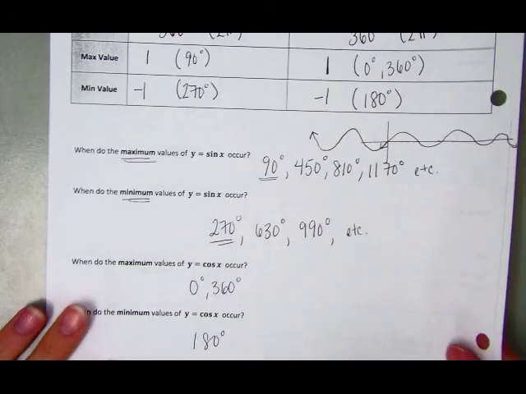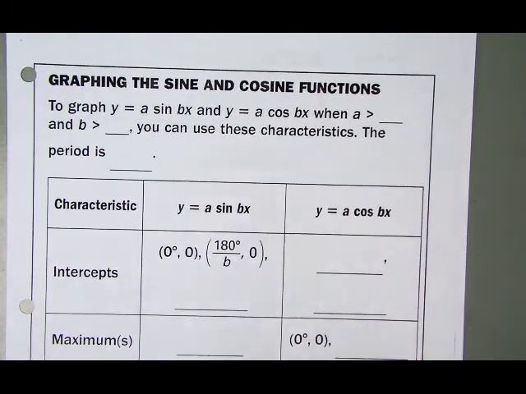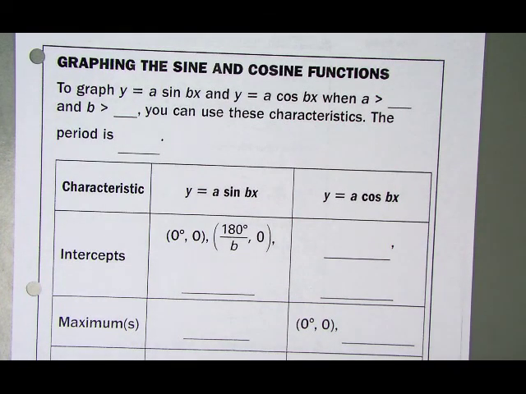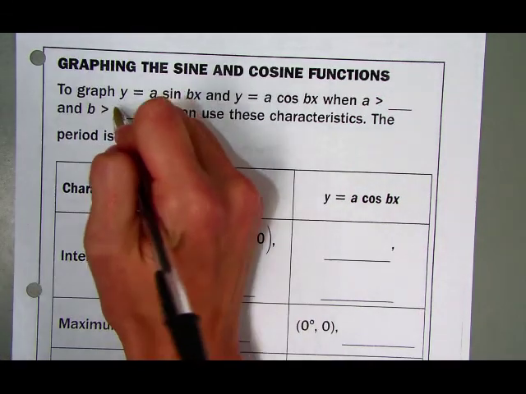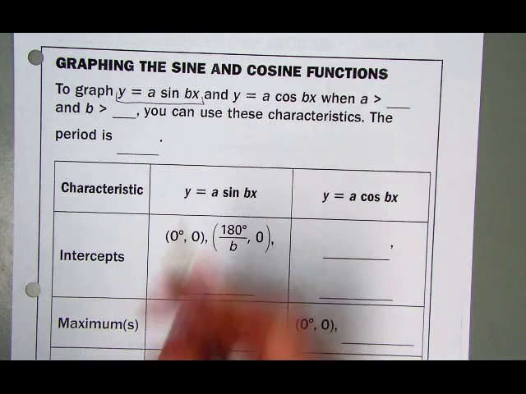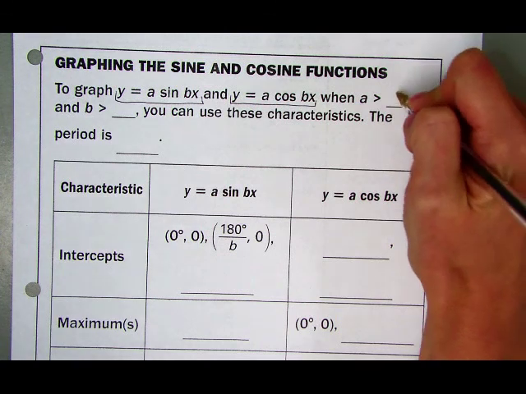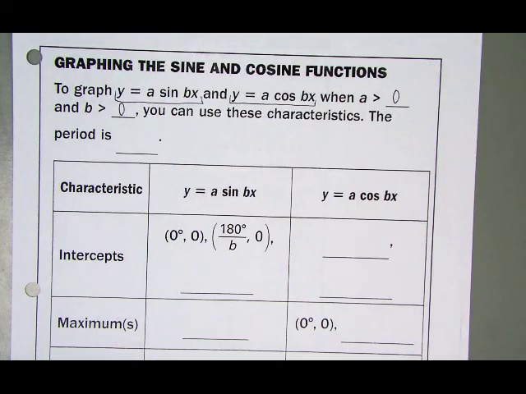Alright, so let's move on to some more information I want to fill in before we get into graphing these sine and cosine functions. A couple more characteristics to think about and fill in. The first is to graph, and this is our general sine function and our general cosine function. The idea is that A and B are both going to be positive. They're both going to be greater than 0. We're going to use that just for this case. So when A is greater than 0 and B is greater than 0, we're going to use the following characteristics.